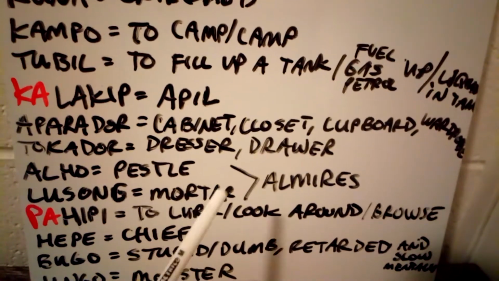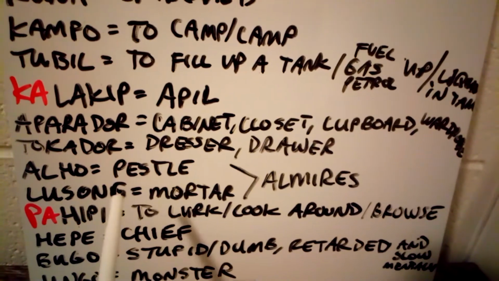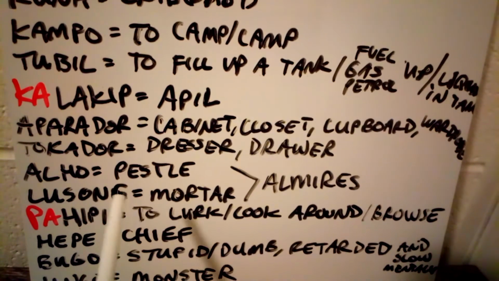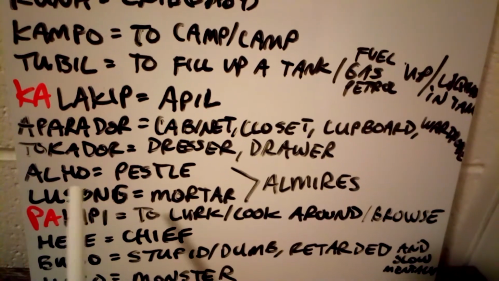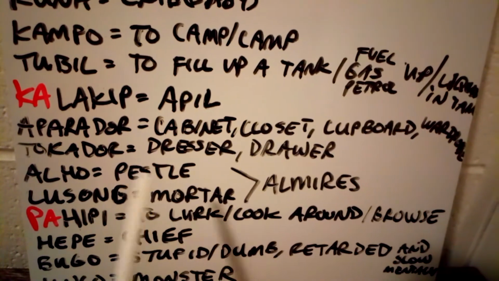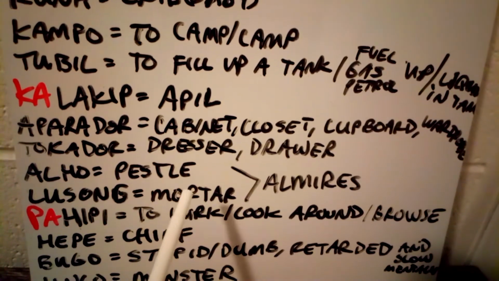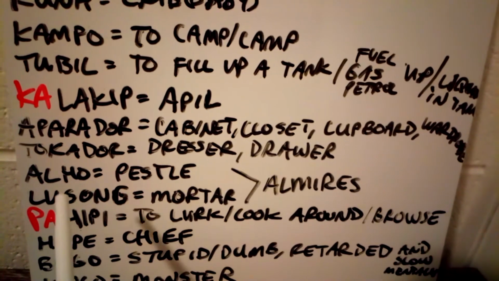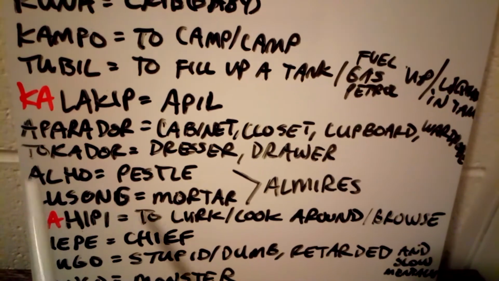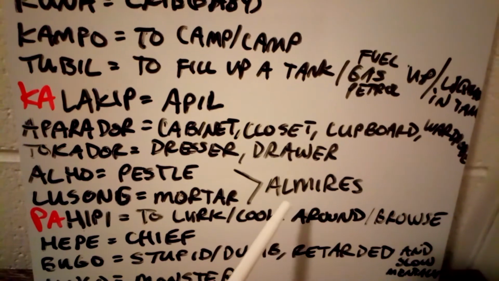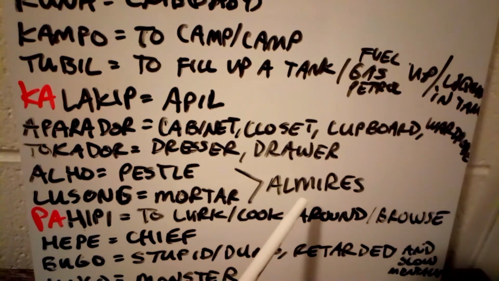Okay, so a pestle and a mortar, right? That's them two. So how can I say this? I'm switching languages now. A lusong contains an alho, just how a mortar contains a pestle, right? So these two are a part of this, a pestle and a mortar.